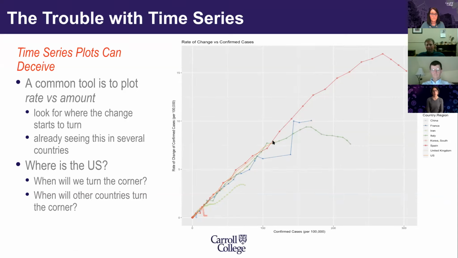Now the US is this orange one. I gathered this data 2 days ago. The US is the orange one coming down the middle. We have not started to see the point where we're going to turn that corner yet. We're just not there yet.